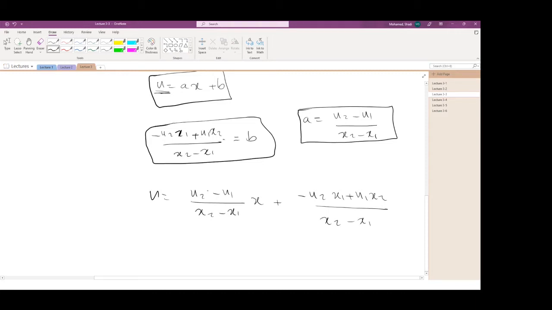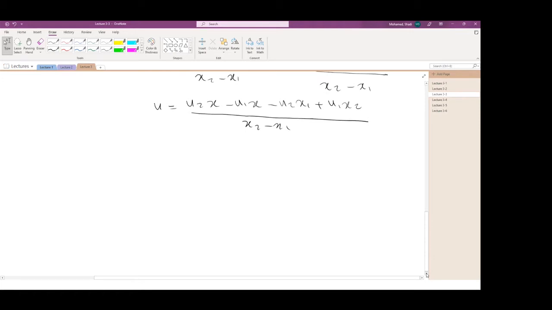I'll just multiply X with these and add them together. So U is going to be U2 X minus U1 X minus U2 X1 plus U1 X2, and the whole thing is divided by X2 minus X1. I'm going to take everything to do with U1 first and everything to do with U2 second. So this term would include U1. This term would include U1. I'm just going to move them to one end.